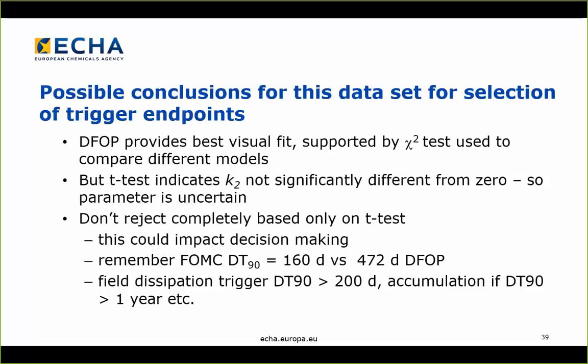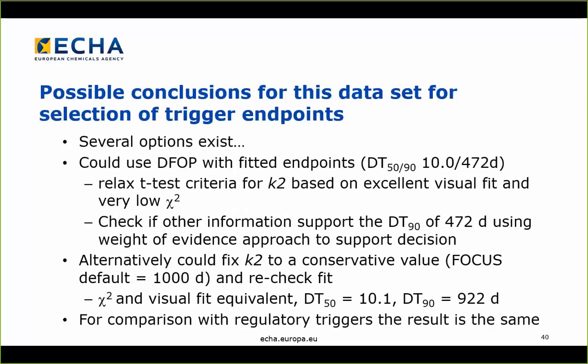Also, we'd be concerned about accumulation in soil, for example, if the DT90 was greater than a year. So if we'd rejected that DFOP fit completely, we might actually come to a different regulatory decision, which would perhaps be a misuse of the t-test. So several options exist. We could just use the DFOP with the fitted endpoints.